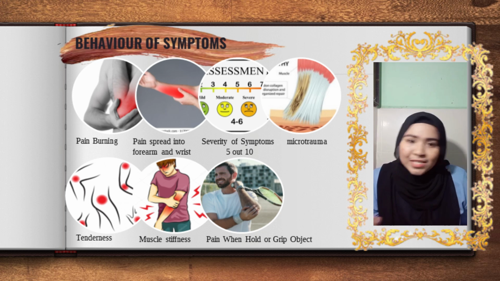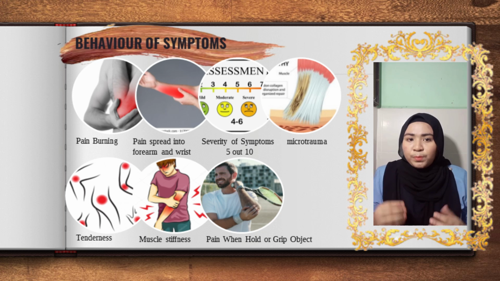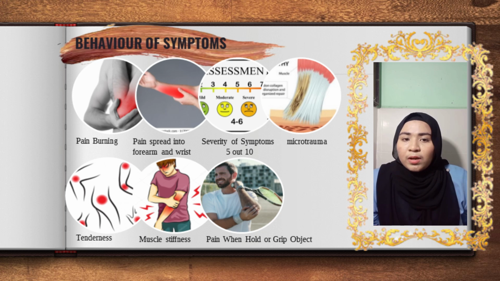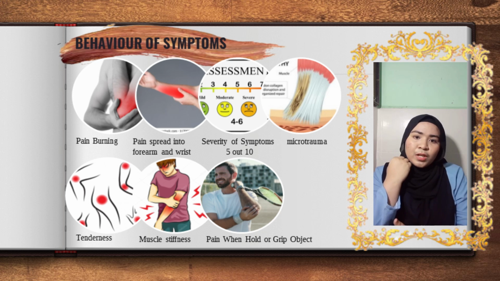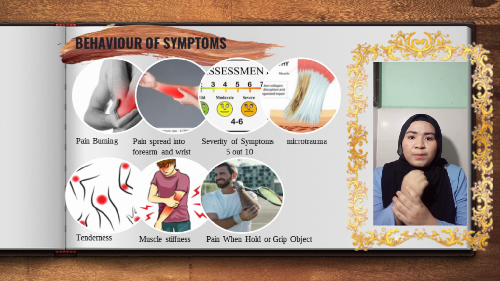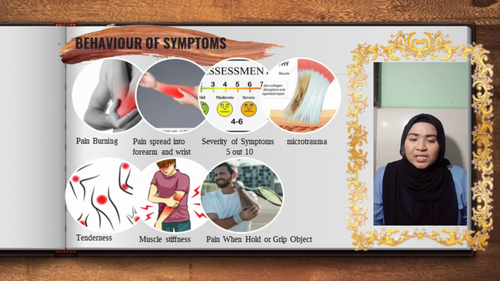The athlete has told every symptom he experienced throughout the injury. For example, the athlete felt burning pain on the upper part of the bone on the side of the elbow. The athlete also said that the pain felt spread from the elbow to the forearm muscle up to the wrist.